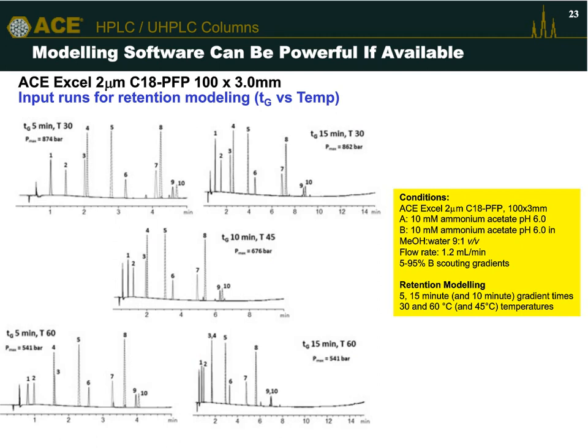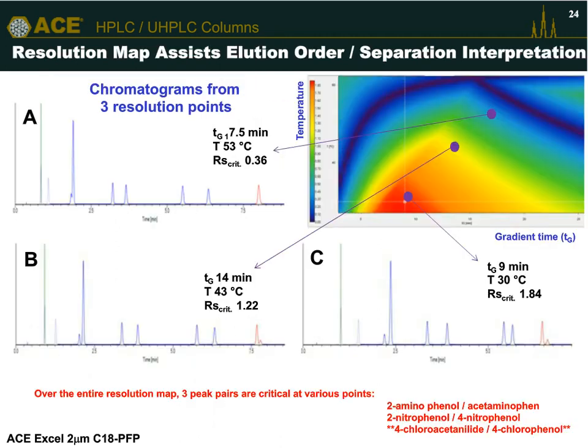Here are the 5 different input runs that we used, and we plug those into the software and produce a resolution map, which is on the screen now. On the resolution map, the color red means that you've got separation of your critical pair, and as it goes through orange, yellow, green to blue, getting colder, you've got less separation or no separation of your identified peak pair.